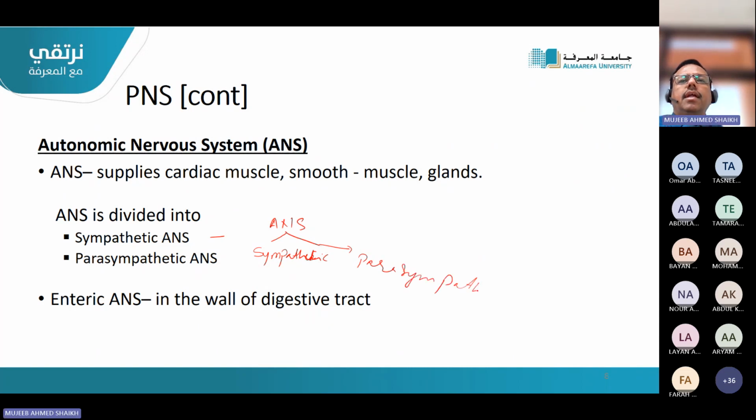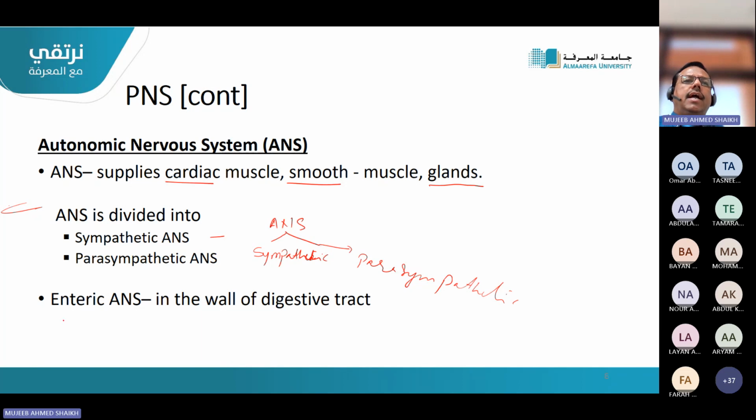Again, we will discuss it in detail in our next lecture. So what are they supplying? They are controlling the cardiac muscle, the smooth muscles, and the glands. So this is the efferent division of the peripheral nervous system.